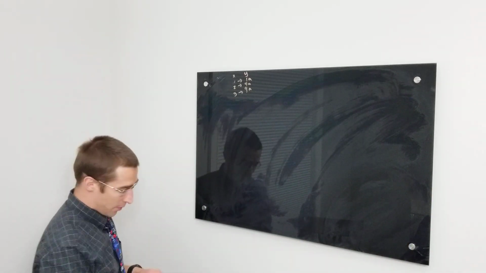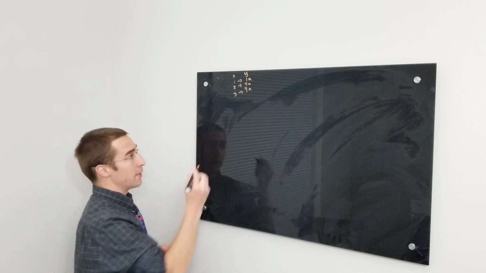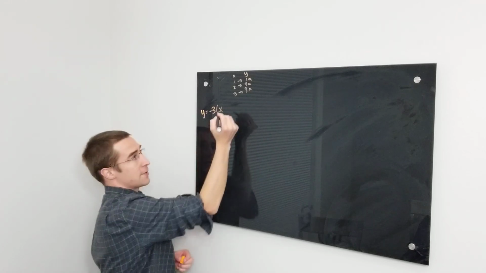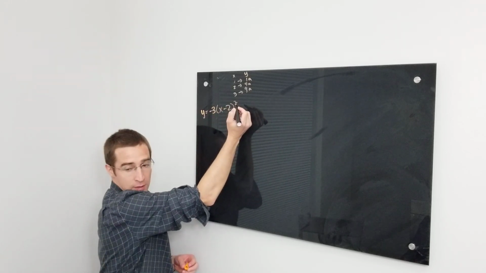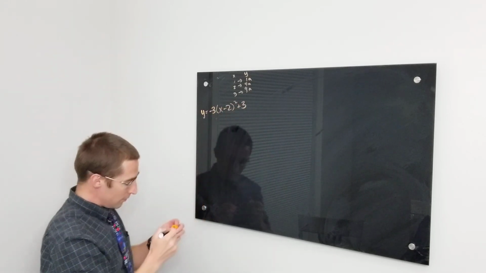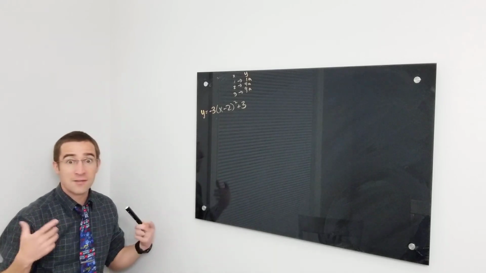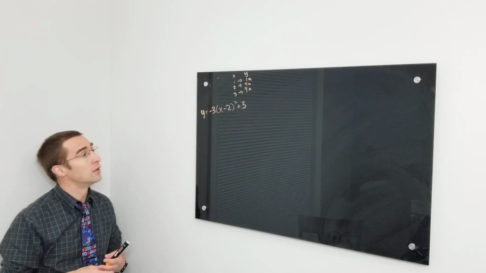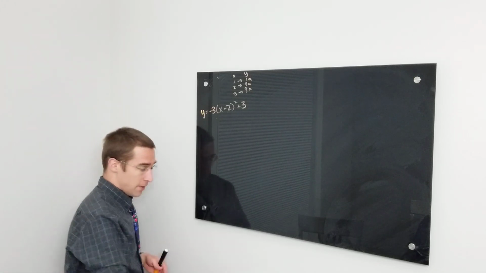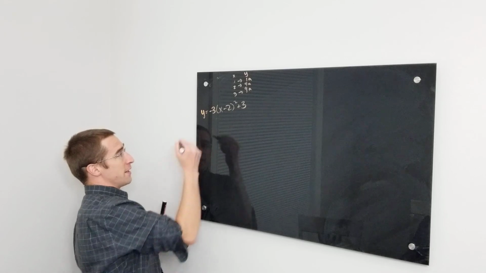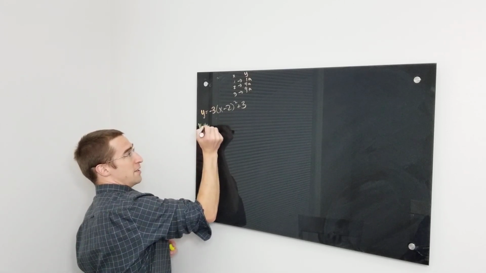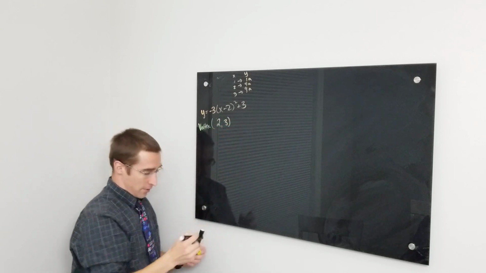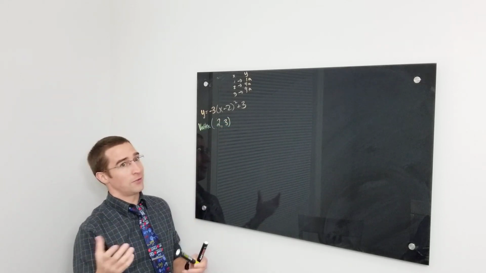All right, so let's say we have y equals negative 3 times the quantity x minus 2 squared, plus 3. Okay, so here this is in vertex form. If you remember from chapter 8, we had a whole section on vertex form. What this tells us is the vertex is the opposite of this number and that number. So it's 2, 3 for our vertex. Wonderful.